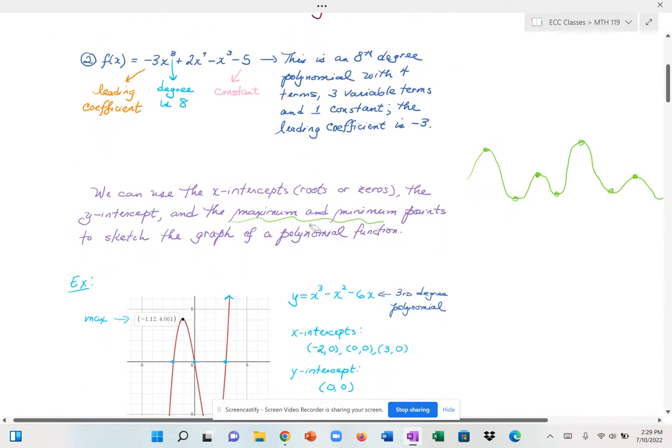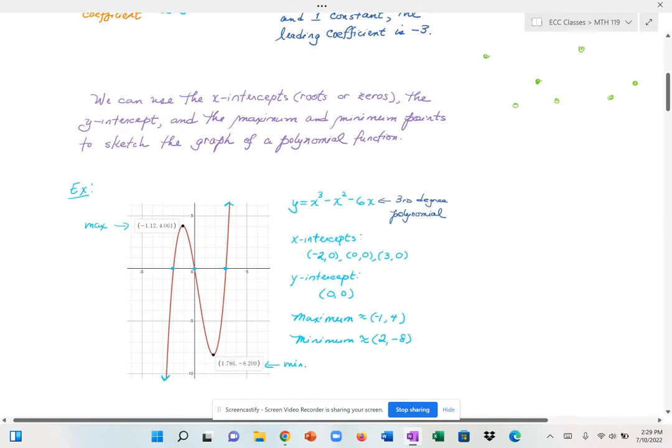Okay, so here I have graphed on my graphing calculator app. I use Desmos. You can use a graphing calculator or any graphing calculator app that you prefer. I have graphed y equal to x to the third minus x squared minus 6x. This is a third degree polynomial. The leading coefficient is 1. You can see on the graph that I have 3 x-intercepts, one at -2, 0, another one at the origin 0, 0, and another one at 3, 0.